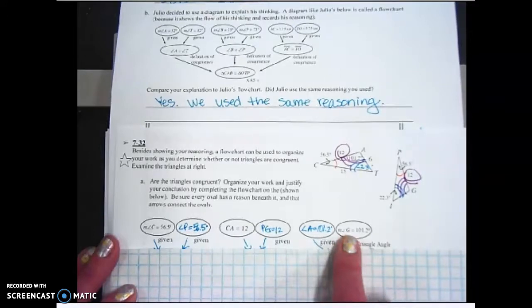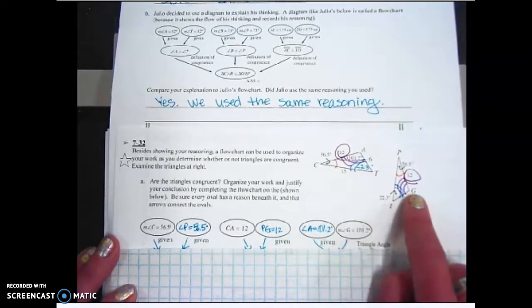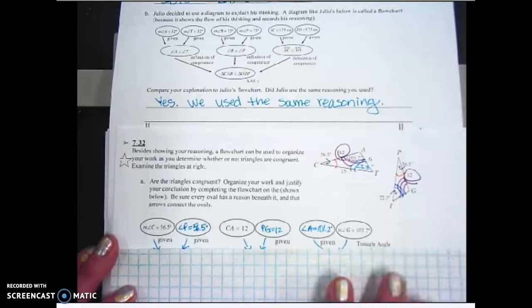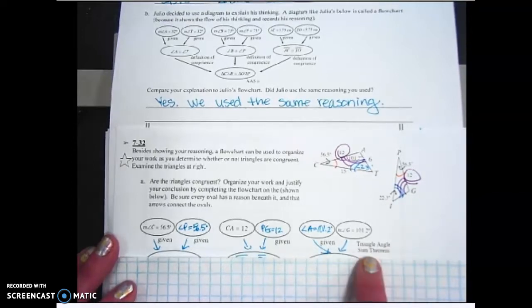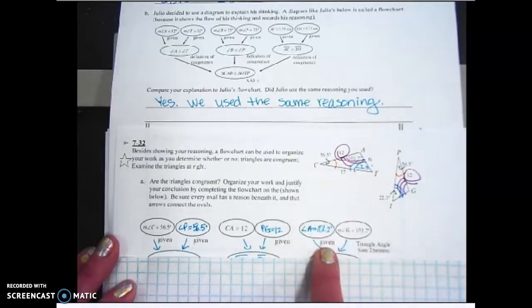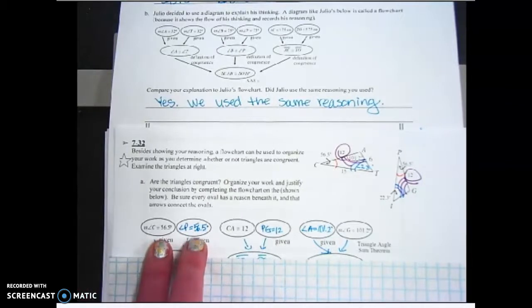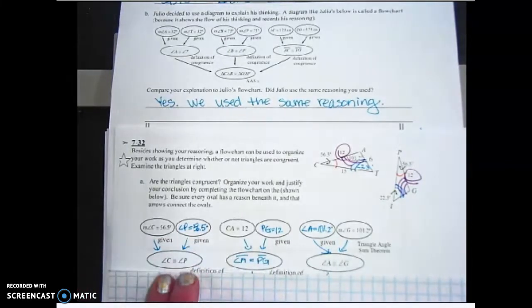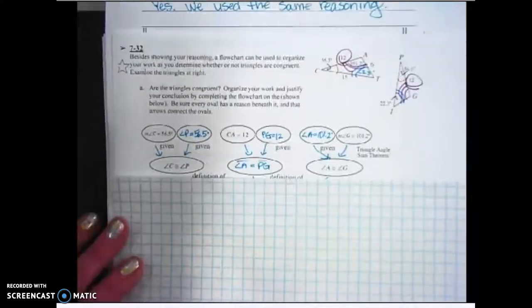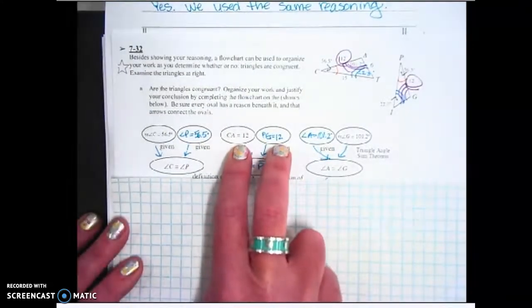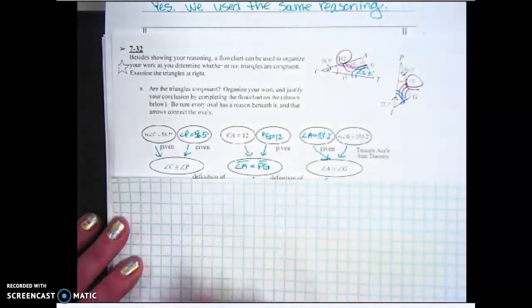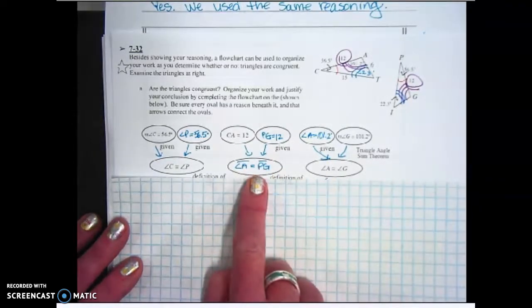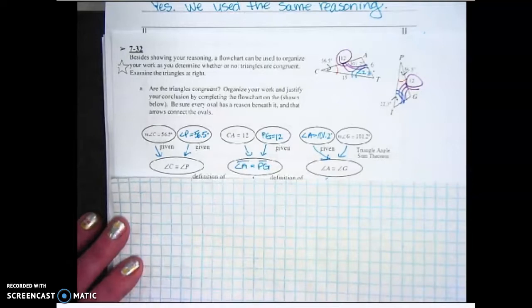Then we've got that angle G is 101.2. We calculated that using the triangle sum theorem. That's what we learned yesterday, the triangle sum theorem. This one, angle A, was given to us. Okay? So if these two angles have the same measure, we're going to say that they're congruent. So angle C is congruent to angle P. And if these two sides have the same measure, then the two sides are congruent. So we're going to say that side CA is congruent to side PG.